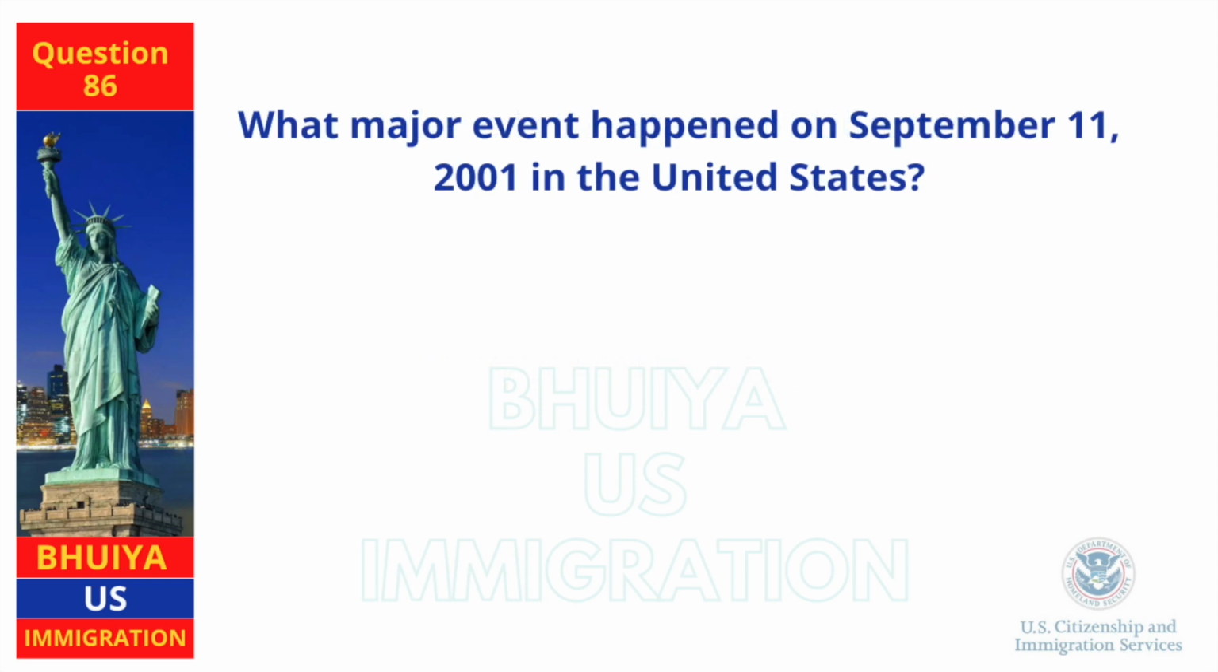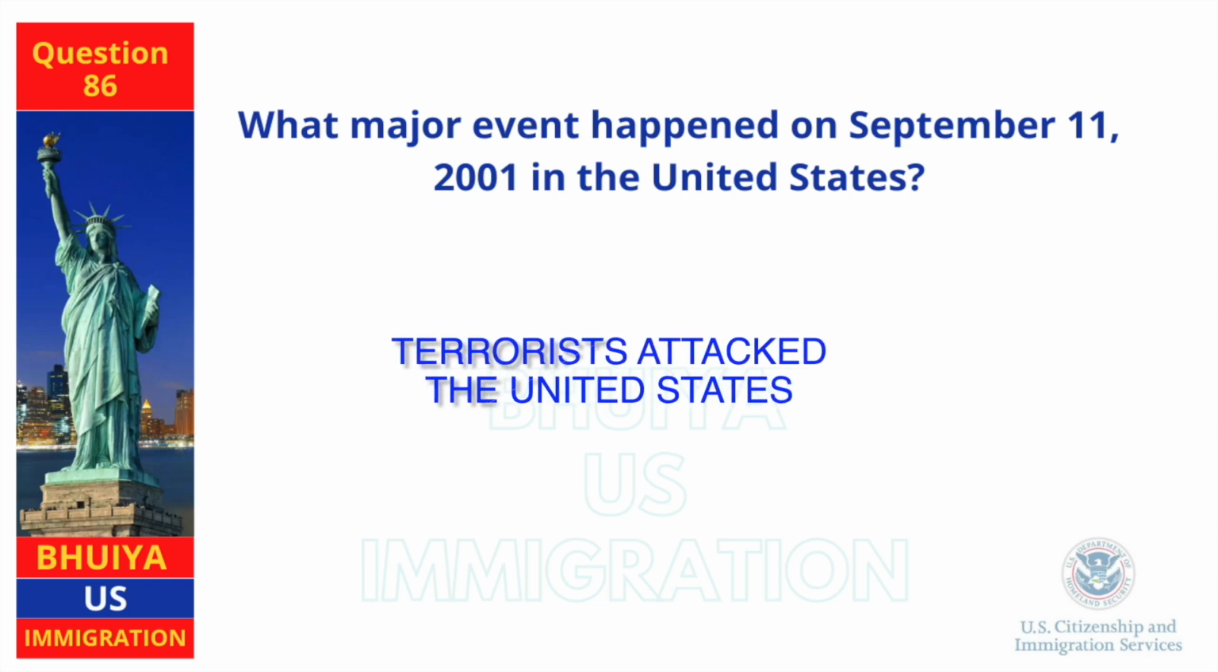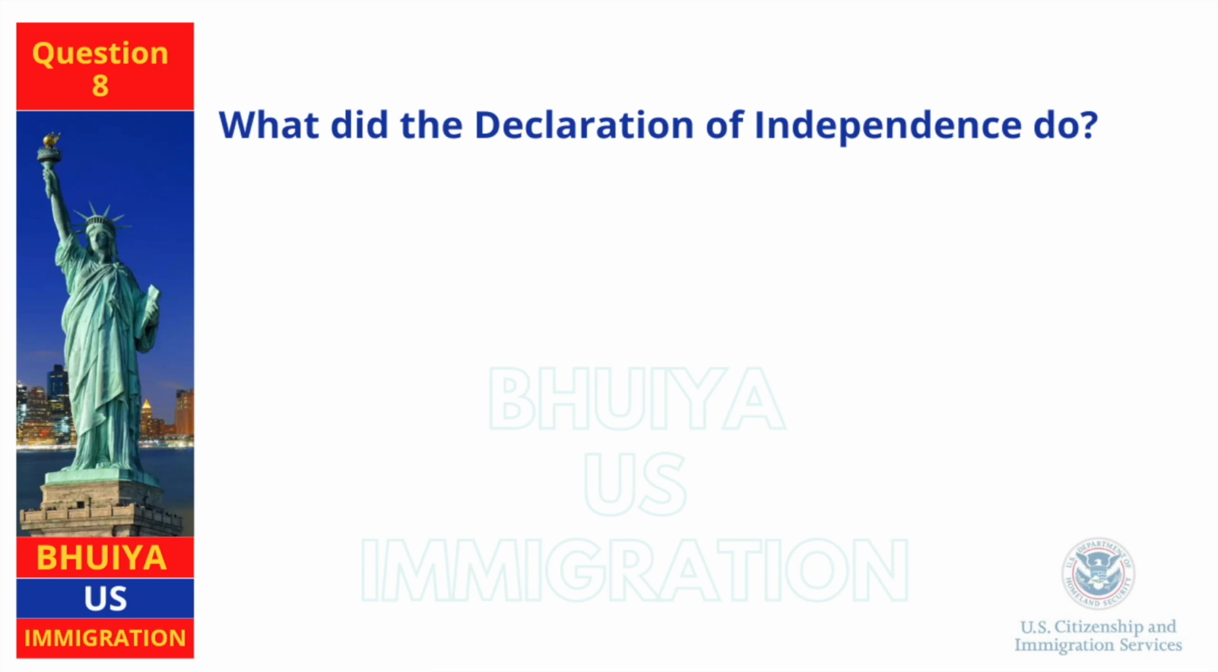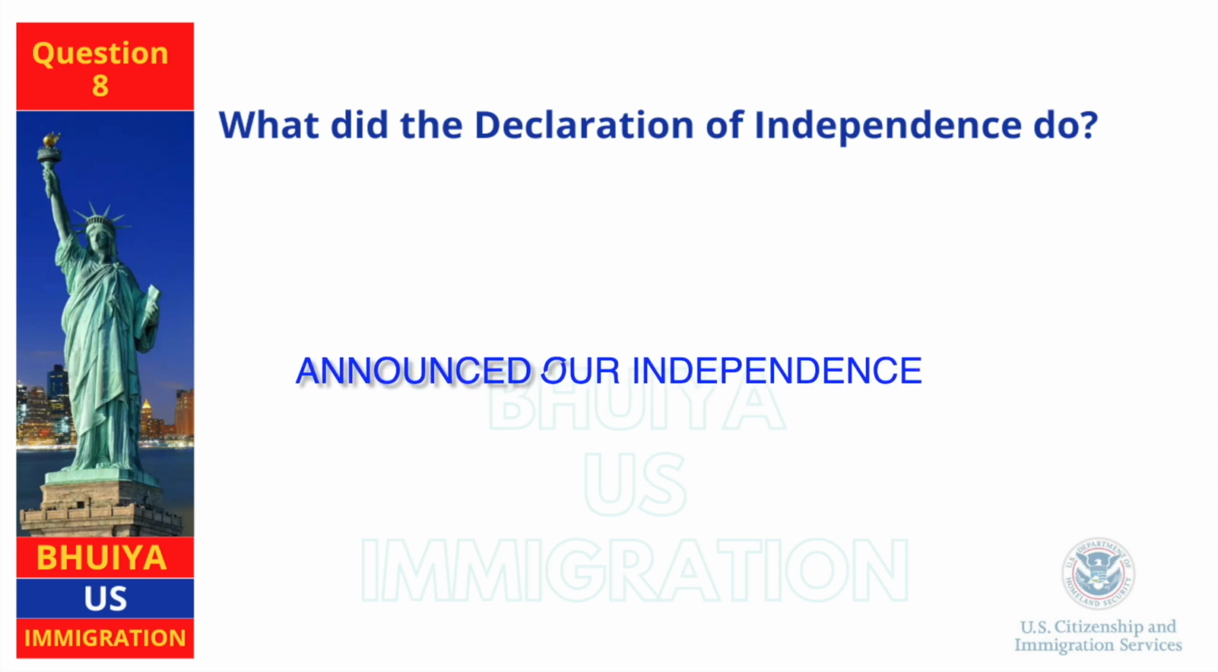What major event happened on September 11, 2001 in the United States? Terrorists attacked the United States. In what month do we vote for president? November. What did the Declaration of Independence do? Announced our independence.